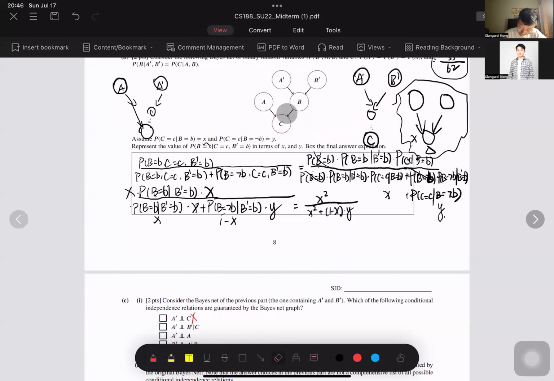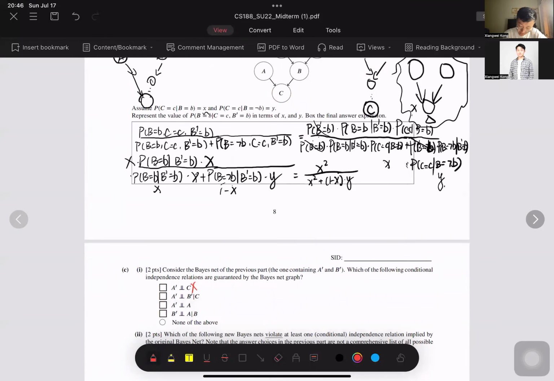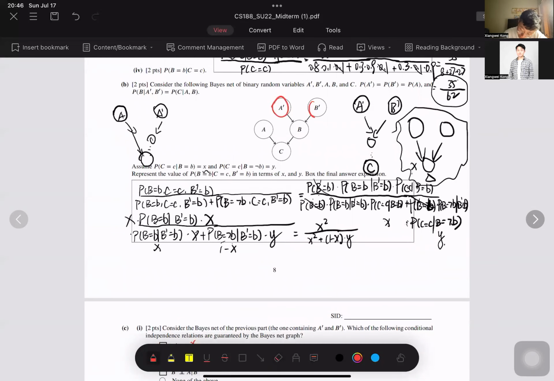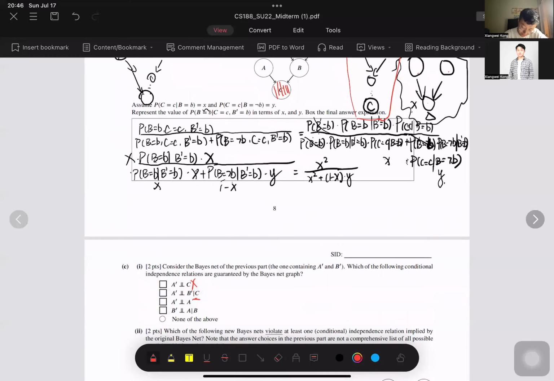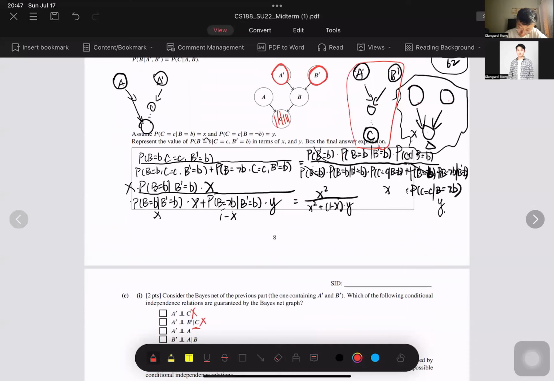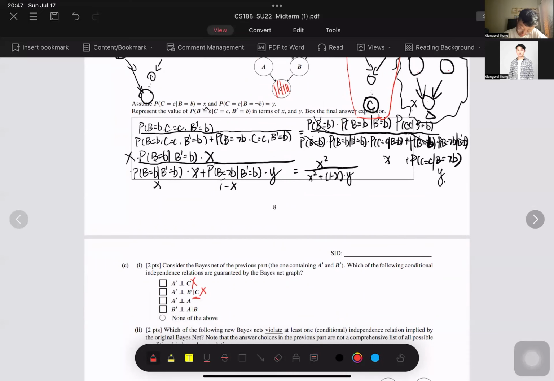And next, A prime is independent of B prime given C. So their structure is just like this one, and so we can simplify this to be this triple. And we learn from d-separation for this triple, if the child is given, then two parents are not guaranteed to be independent. But if the child is not given, then these two parents are guaranteed to be independent. And since C, which is their child, is given, then A prime and B prime are not guaranteed to be independent. So this is also wrong. For the third one, A prime and A.